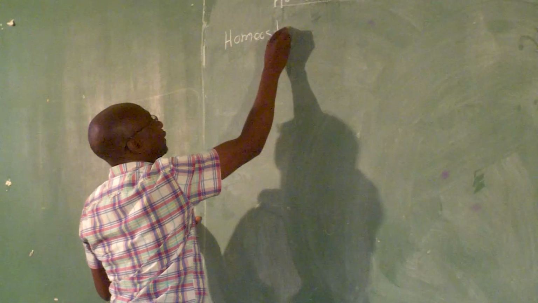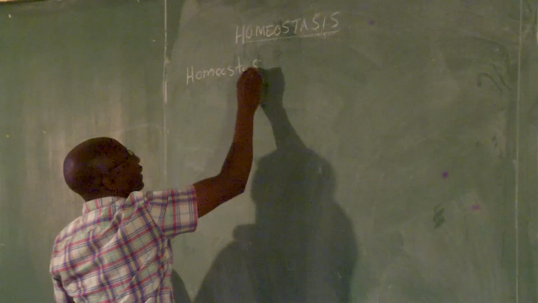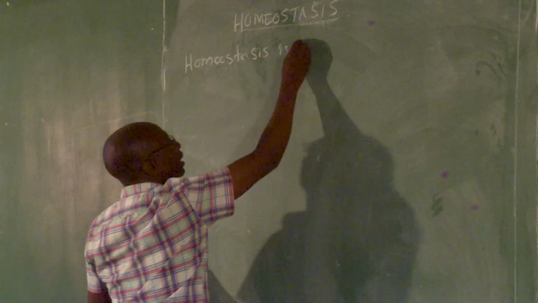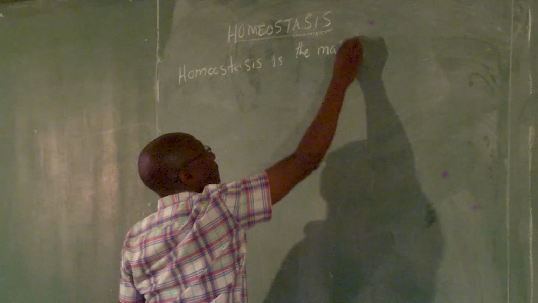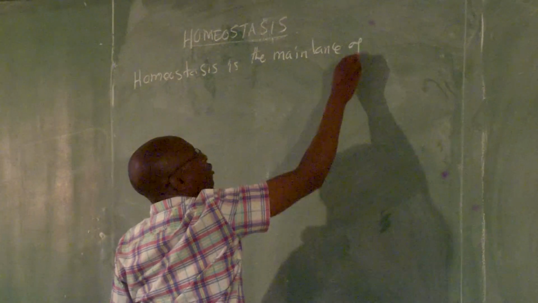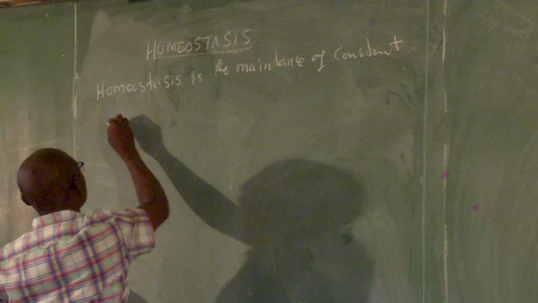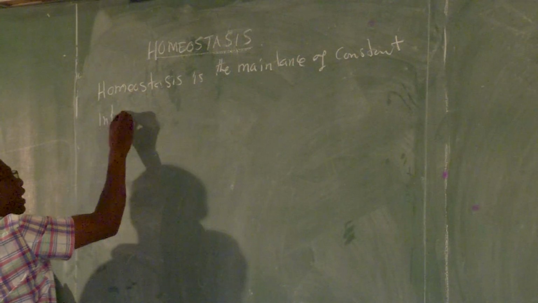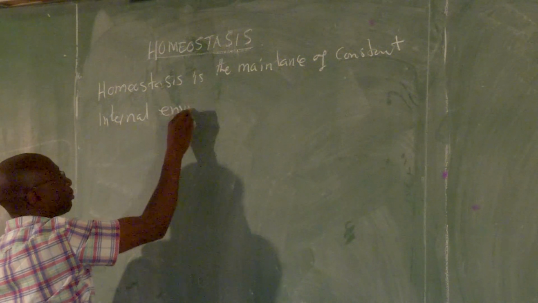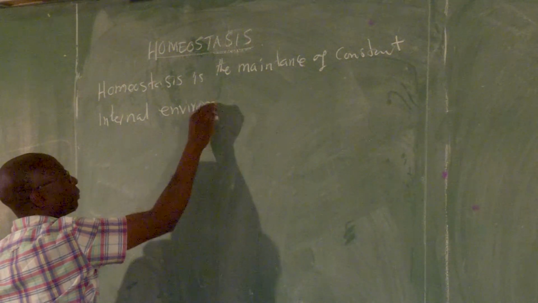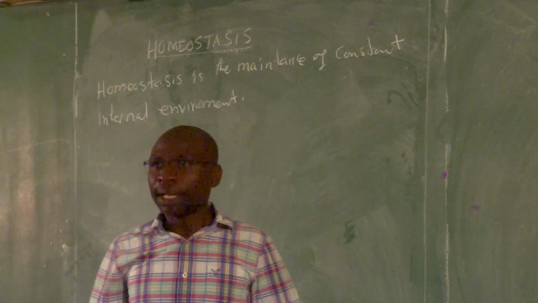Homeostasis is the maintenance of constant internal environment. Okay, that is what is defined as homeostasis.